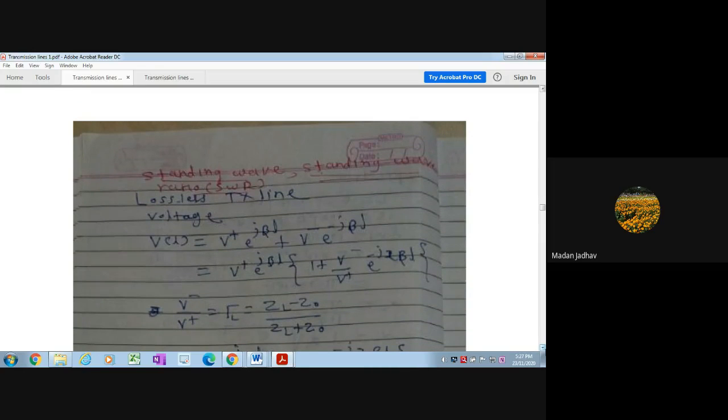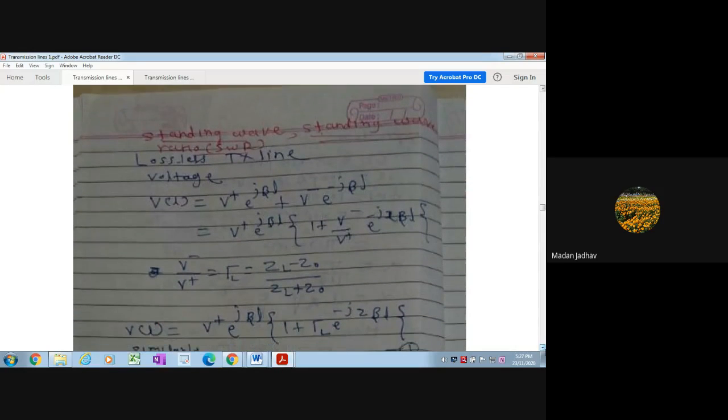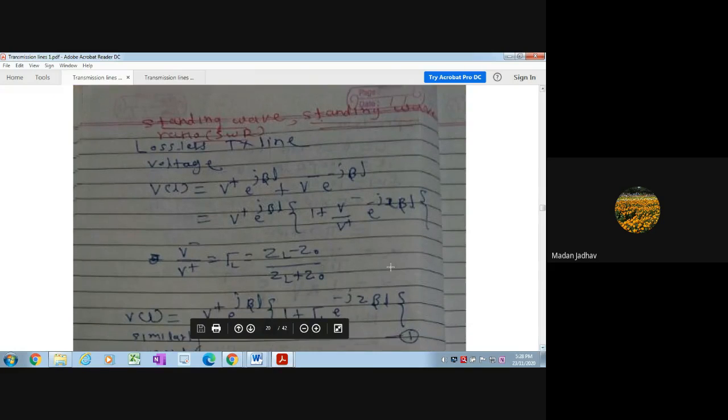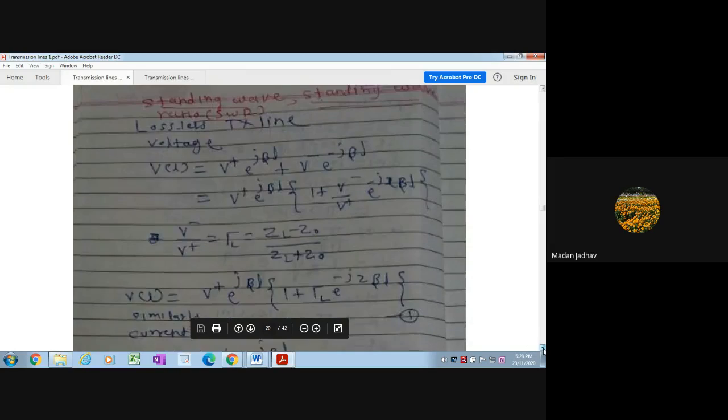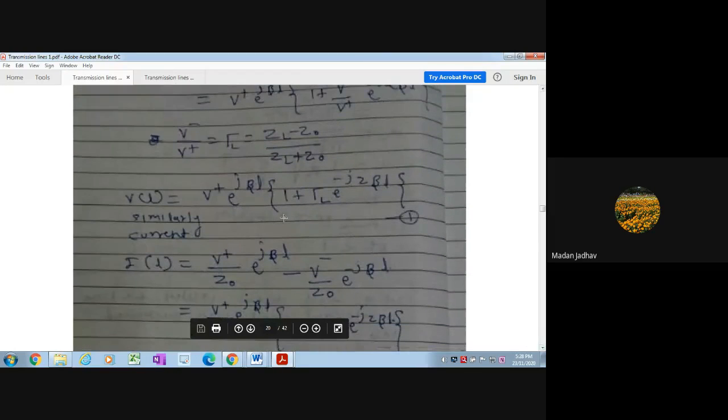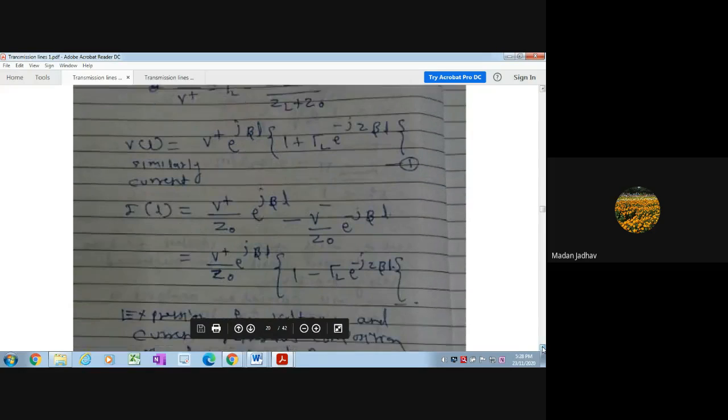Now we will see what the voltage standing wave ratio is and the concept behind it. Here is the equation for the voltage we have written: V plus e to the power of j beta L times 1 plus V minus divided by V plus into e to the power of minus j 2 times beta L. V minus divided by V plus is nothing but the reflection coefficient, and therefore the equation for the voltage is this one. This is the equation for voltage, and then the equation for the current.